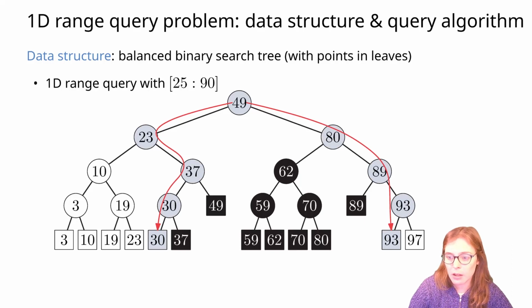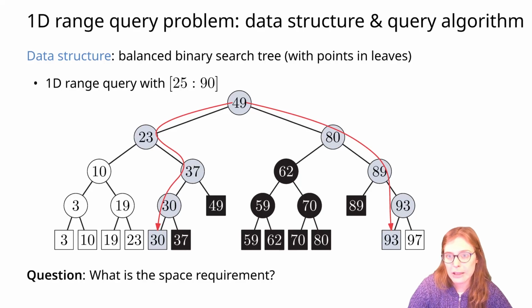In gray, here we highlight all the nodes that the search algorithms touched, and in black we highlight all the leaves that fall in between these two search paths that we need to report. The first and easy question here is, what is the space requirement of this data structure? And we already know that a balanced binary search tree takes linear space.